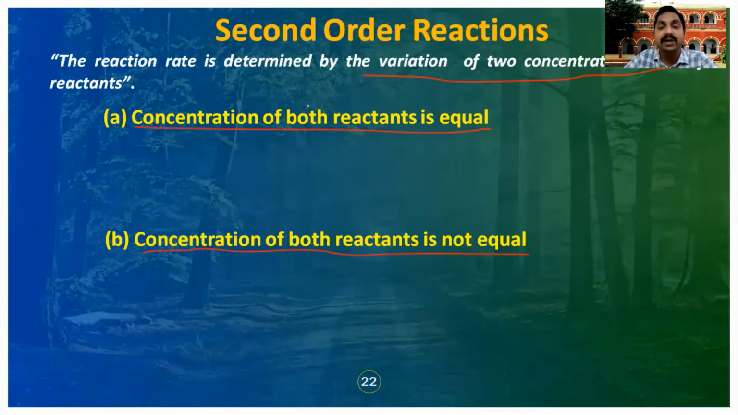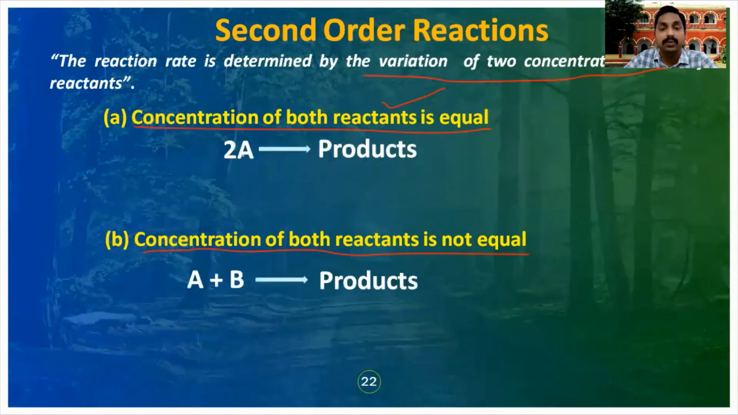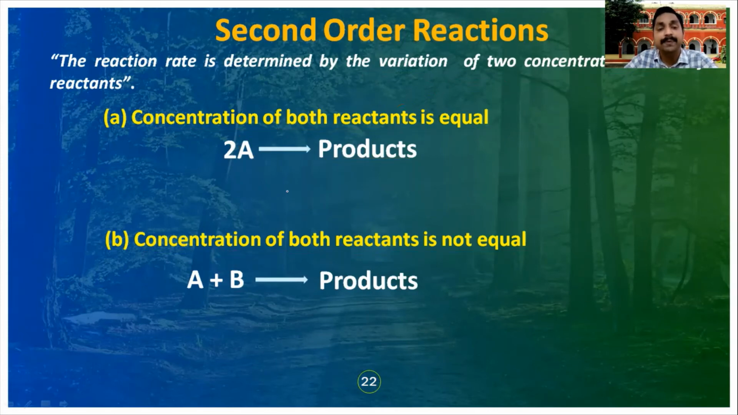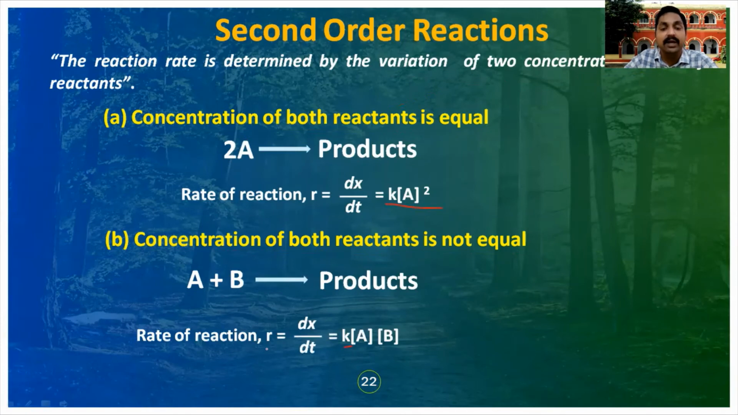Now in case of the first one, 2A to form products, which means A plus A, both concentrations are same. Here A plus B, which means both the concentrations are different. So what will be the expressions for rate of reaction? Here rate is equal to rate constant into concentration of A whole square, whereas here rate is equal to rate constant into concentration of A into concentration of B.